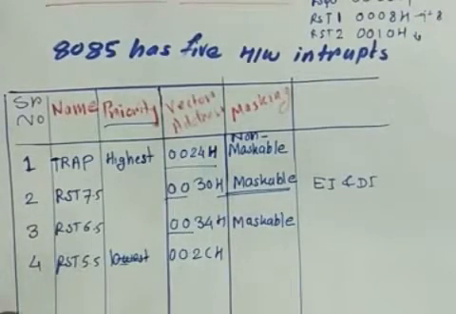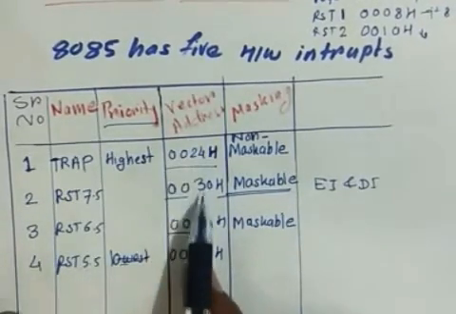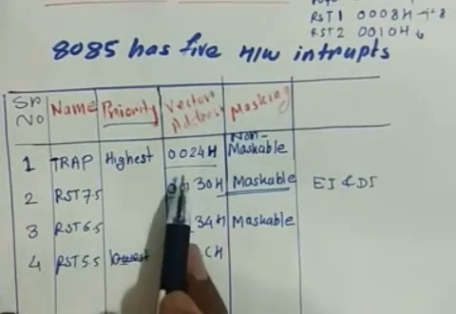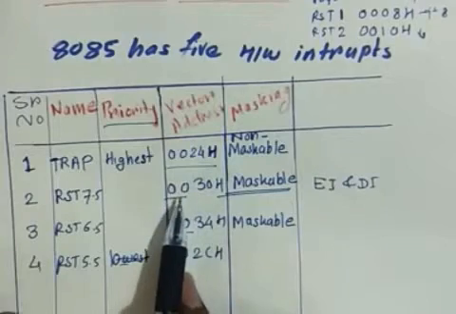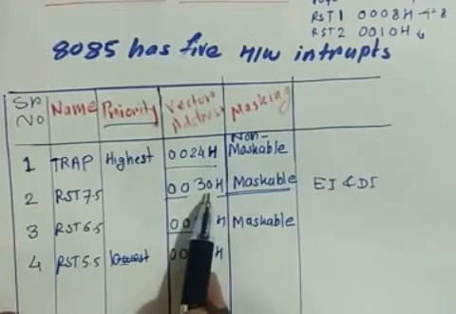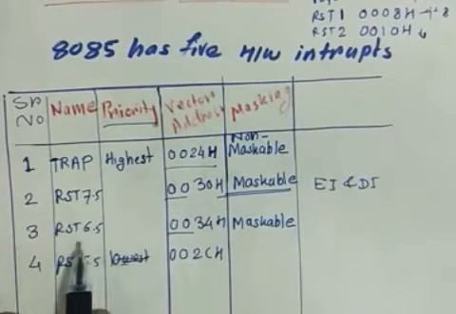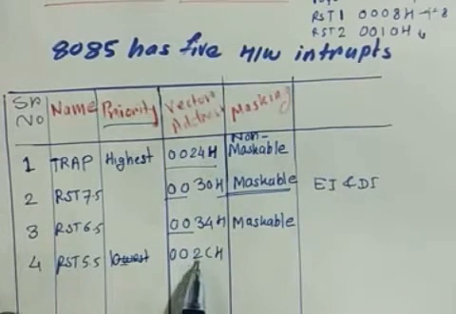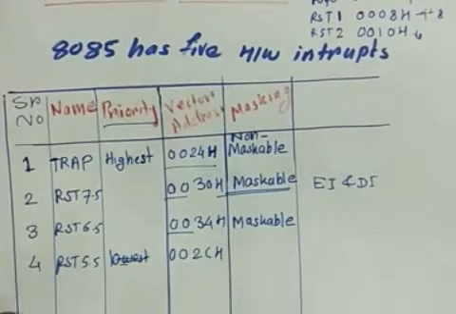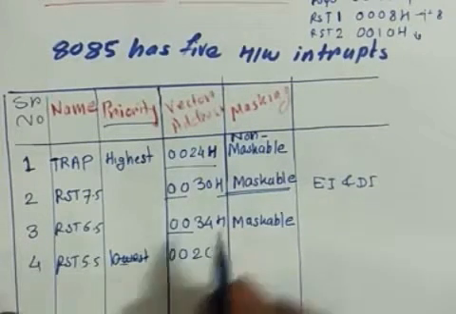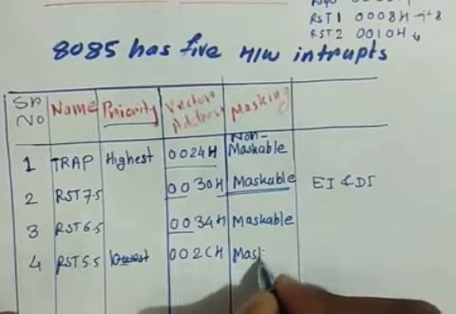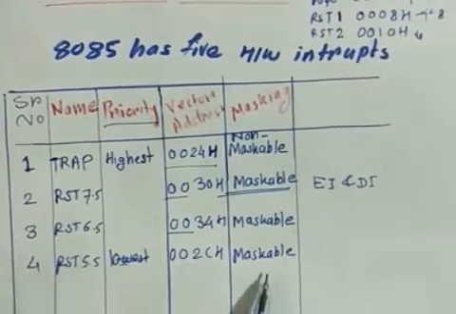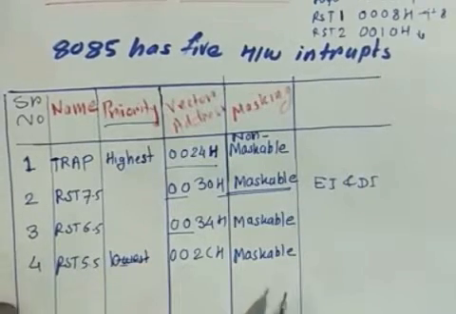Sometimes in many computer exams the vector addresses for these hardware interrupts are asked. So 0024H for TRAP, 003CH for RST 7.5, then for RST 6.5 it is 0034H, then 002CH for RST 5.5. Now this instruction is also maskable. RST 5.5 can be masked using the EI or DI instruction.